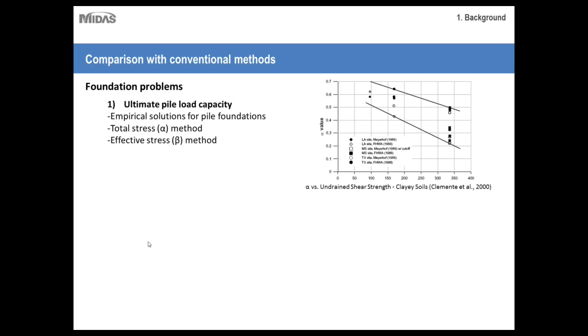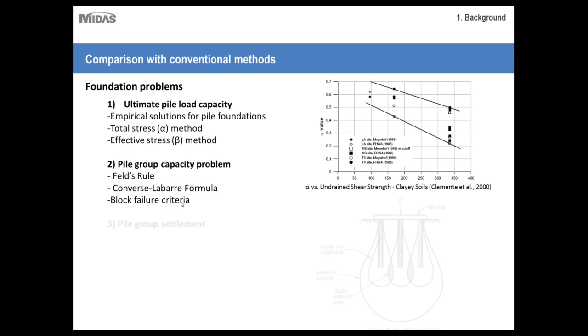Okay, so now let's talk about foundation problems. As far as foundation problems, first let's talk about empirical solutions. If you look to the right here, I'm sure all of you are familiar with these types of graphs where if you have, for example, your shear strength, you can calculate your bearing capacity just by referring to these graphs, depending on the type of soil that you're using. And these are all determined through empirical methods. And then pile group capacity problem, Feld's rule, and the Converse-Labarre formula, as well as block failure criteria, are all things that need to be taken into account when doing a group pile foundation.